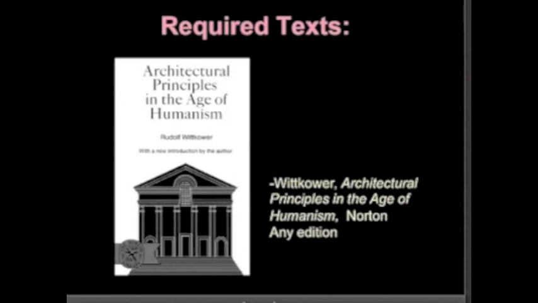Architectural Principles in the Age of Humanism is by Rudolf Wittkower. And it really is a kind of watershed book. It marks, I think, the first moment where an architectural historian began to look at architecture in a way that is specifically interesting to architects and not art historians.